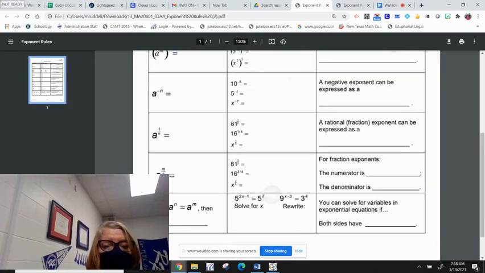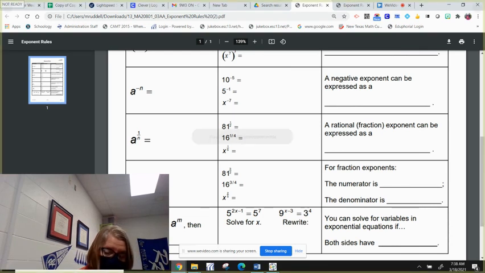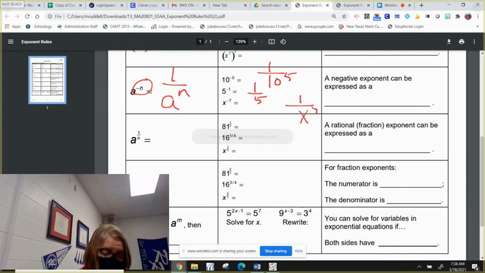And the next thing we have is a rule for negative exponents. So when you have a negative exponent, you're going to put that underneath a 1. You're going to use a reciprocal. So this would be 1 over a to the n. Notice when you put it underneath the 1, then the exponent changes from negative to positive. So 10 to the negative 5th would be 1 over 10 to the 5th. 5 to the negative 1 would be 1 over 5. And x to the negative 7th would be 1 over x to the 7th.